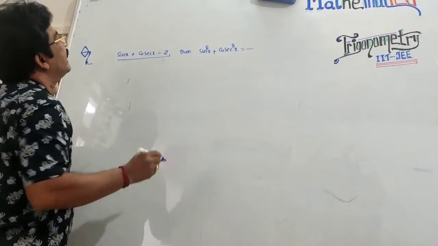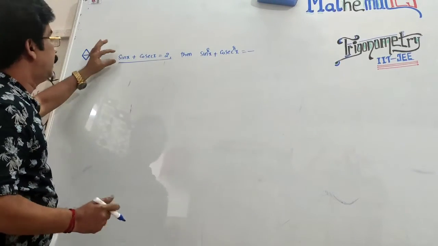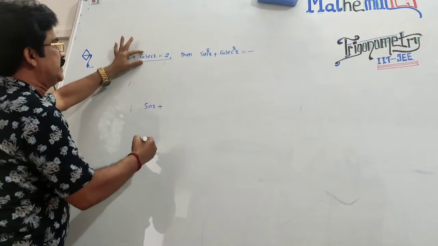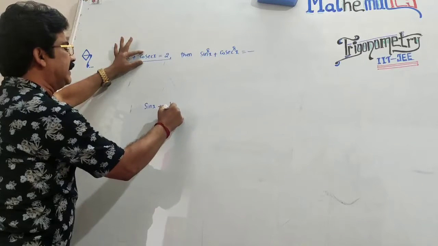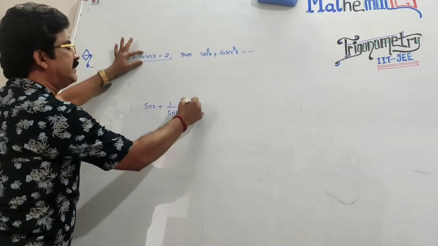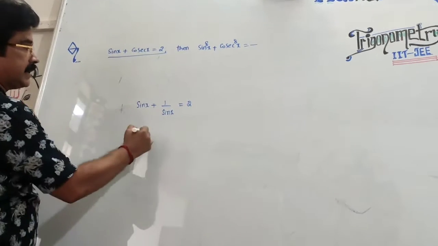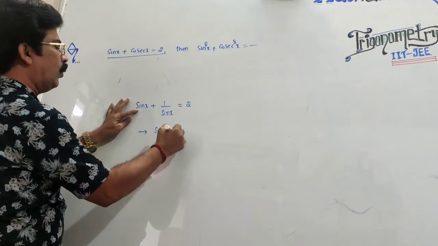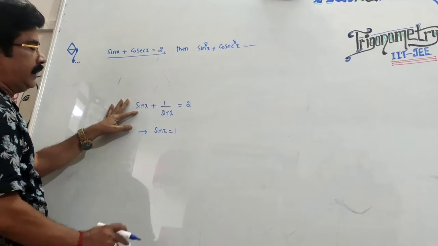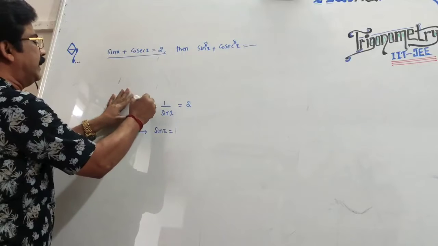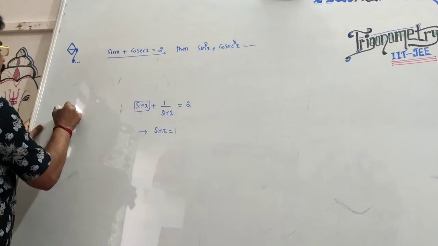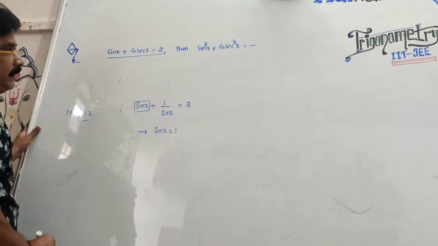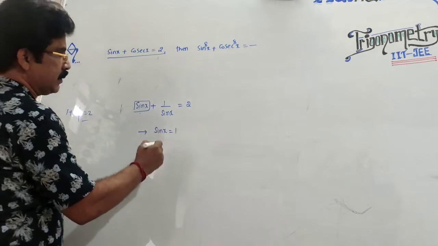sin x plus cosecant x is equal to 2. The given question is sin x plus cosecant, which means 1 by sin x, that is equal to 2. Okay, the simple solution is sin x equal to 1. Understand? If possible, sin x equal to 1. So it is 1 plus 1 by sin x equal to 1. So 1 plus 1 equal to 2. Verified. Understand? Right.